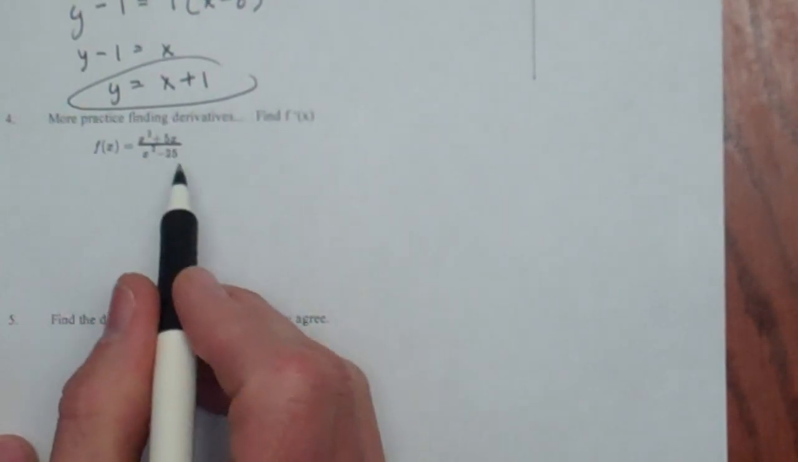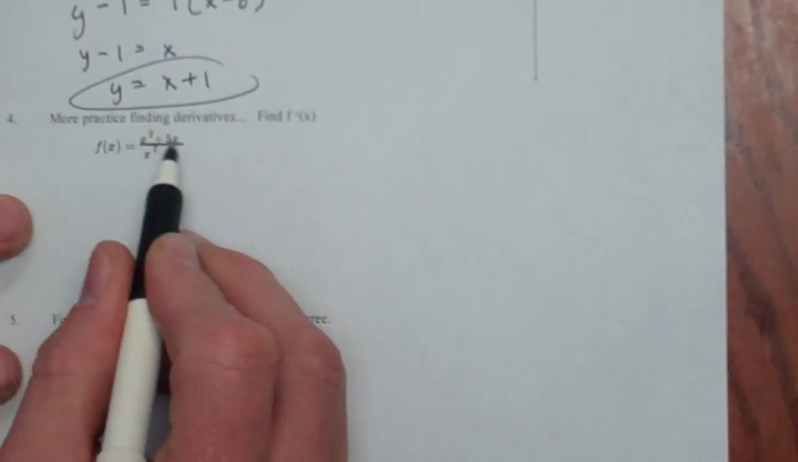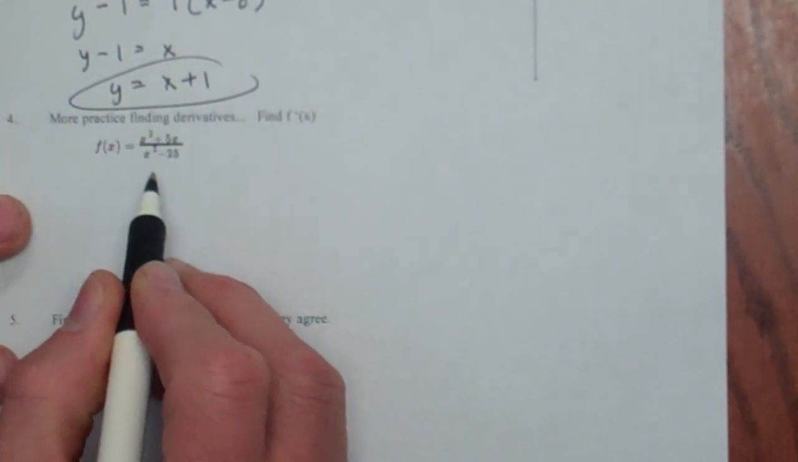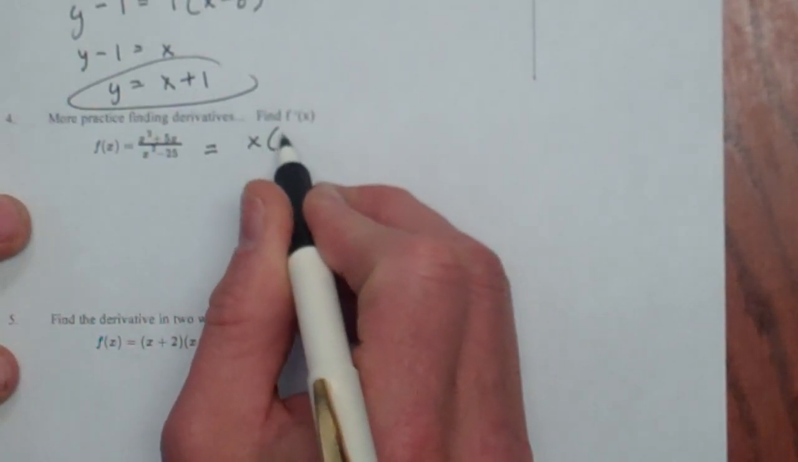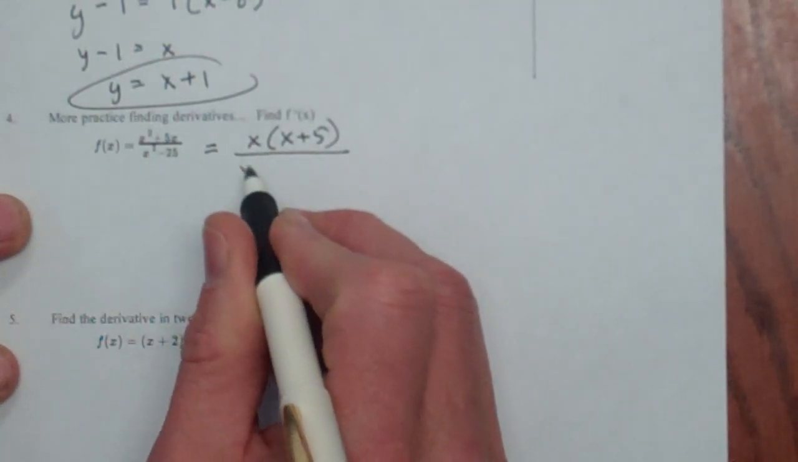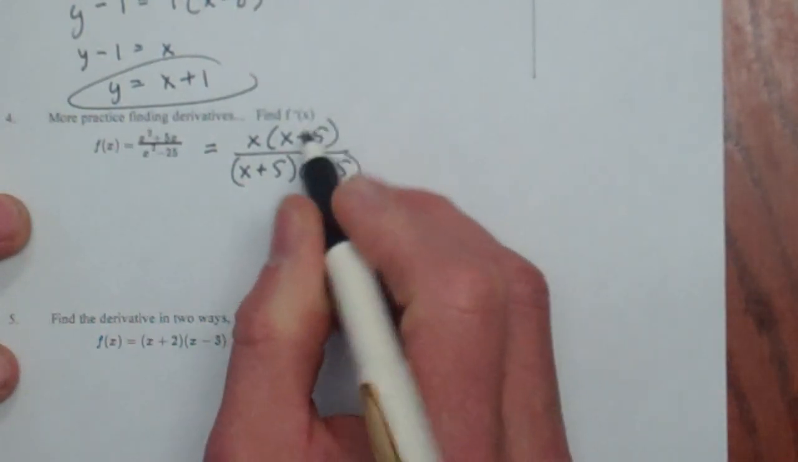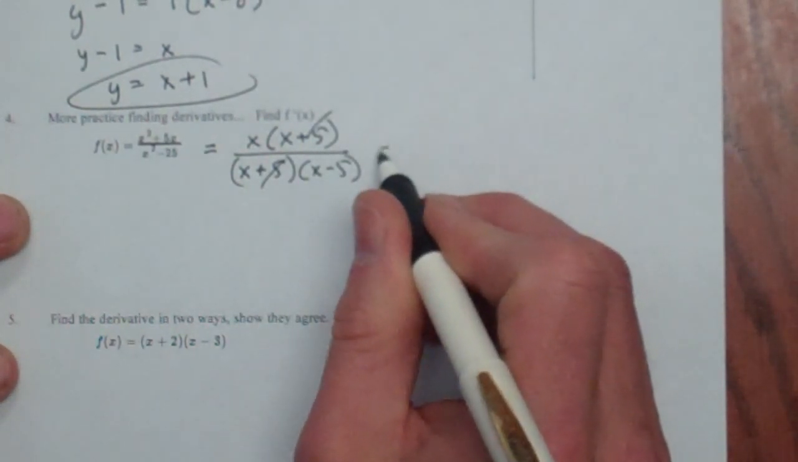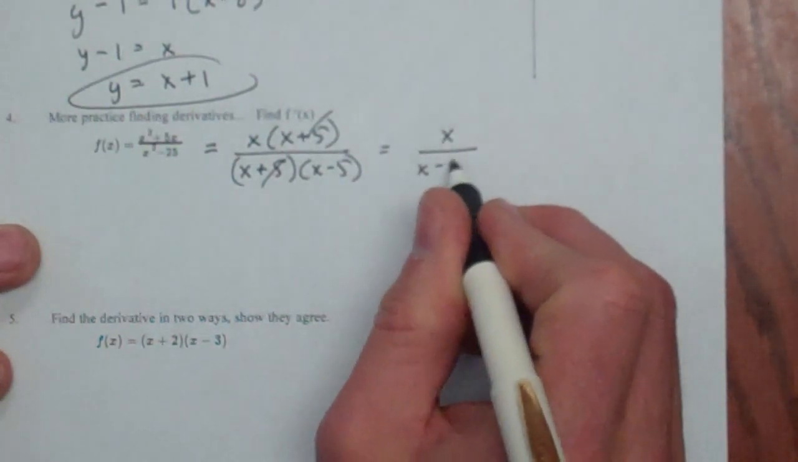More practice, just what we needed. Alright, so this is a chance for you to show off your good algebra skills. As you look at this, you always want to think, is there a way I can simplify this? And there is. This is x times x plus 5 over x plus 5 times x minus 5. So you can cancel the x plus 5s, and you've got x over x minus 5.